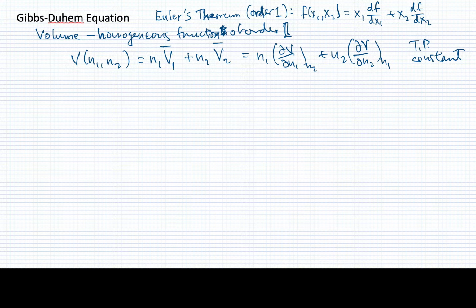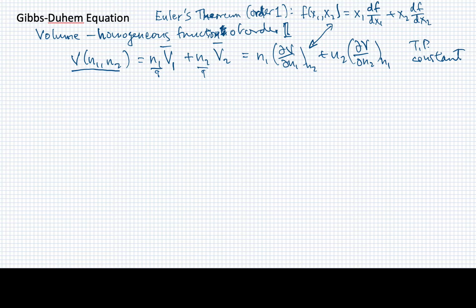All right, so this in fact is a direct relation to Euler's theorem for homogeneous functions of order 1. Now, we had also written this out in terms of the mole fractions, but if we divided both the total volume and each of these quantities by the total number of moles in the mixture, we would then get a molar volume for the mixture equal to a mole fraction of component 1 times its partial molar volume and a mole fraction of component 2 times its partial molar volume.